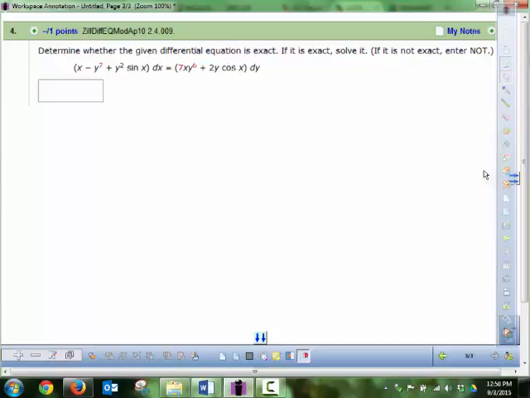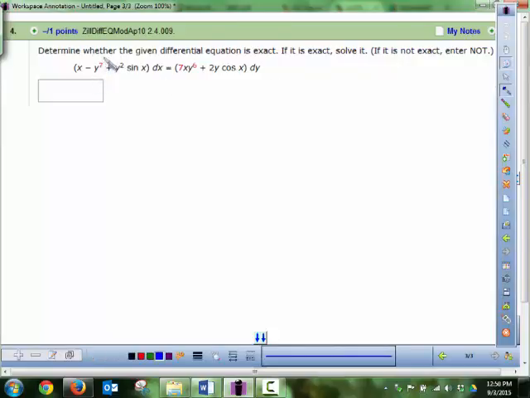So determine whether this is exact, and if it is, solve for it. So let's do the same thing, M and N. Oh, be careful there, this is an equal sign. So remember, for exact equations we want it to be set equal to 0, so let me just change this into a minus and set this equal to 0. So that essentially I've brought the right-hand side over to the left-hand side.